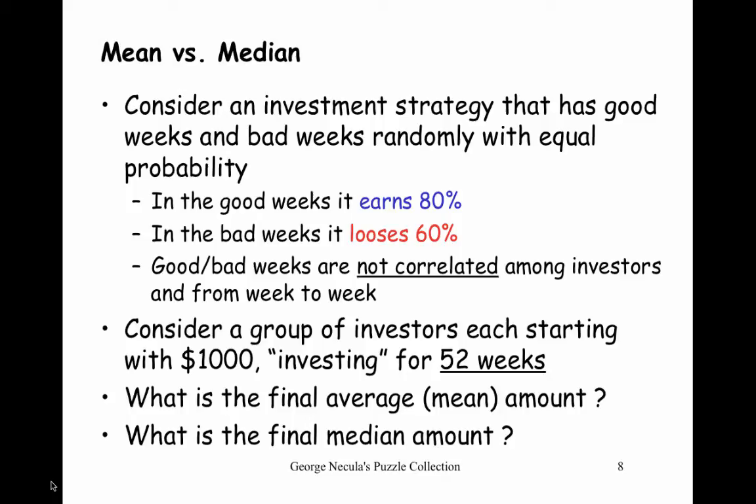On average, we get 110%. Because 1.8 is the multiplier for the week when you win, and then next week, on average, 0.6. Is this how you calculate it? 0.4, divided by 2? 1.1. So what would you say, in 52 weeks, if you start with $1,000, on average how much do you have?